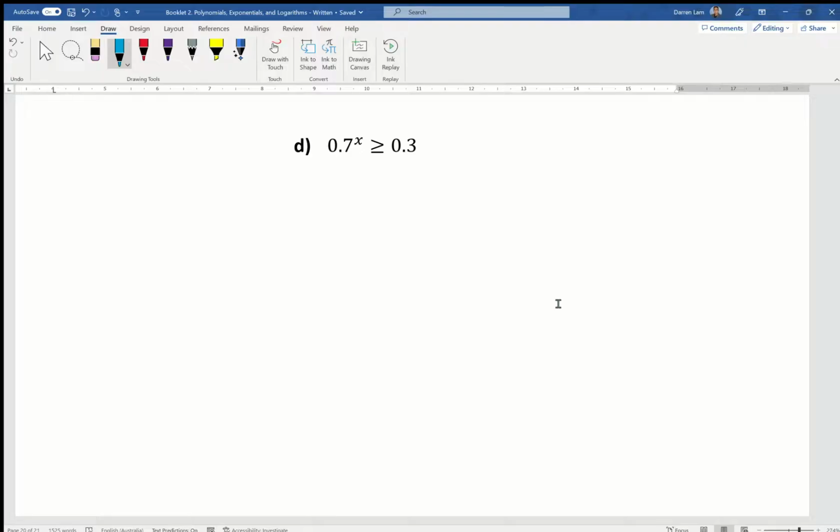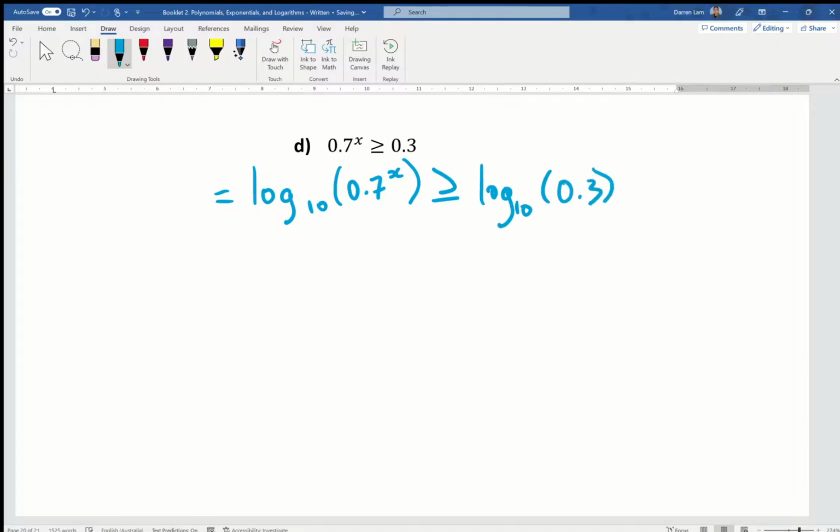Rather than trying to rearrange it, I'm just going to take the log of both sides. Now, it doesn't matter what log because we're just keeping it consistent. I'm going to write log base 10 of 0.7 to the power of x is greater than or equal to log base 10 of 0.3. And you know what? I don't like the fact that I've got an equal sign. Why do I not like that?